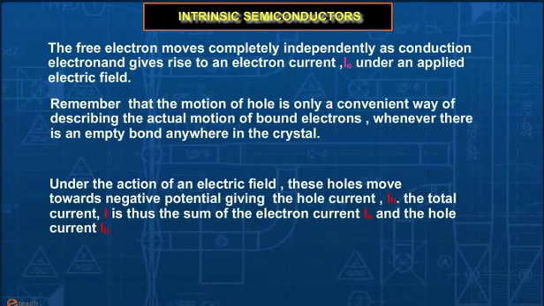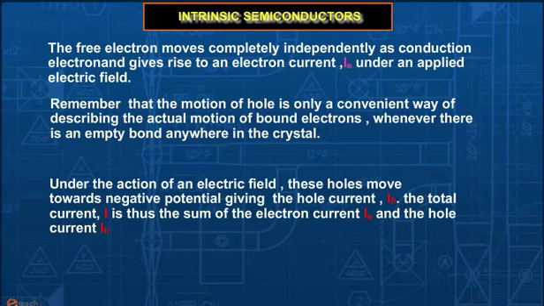The free electrons move completely independently as the conduction electrons and give rise to electron current under an applied electric field. Remember that the motion of a hole is a convenient way of describing the actual motion of bound electrons. Whenever there is an empty bond anywhere in the crystal, under the action of the electric field, these holes move toward negative potential, giving the hole current IH.